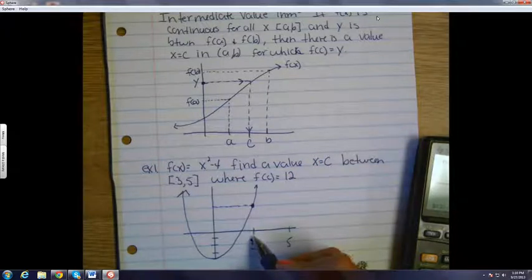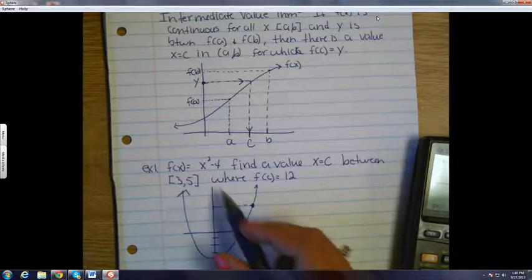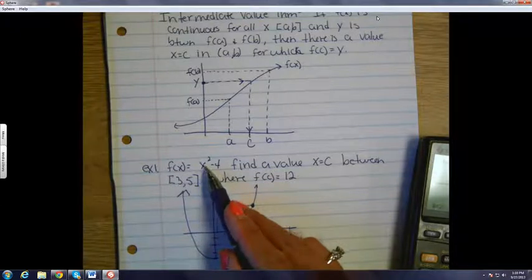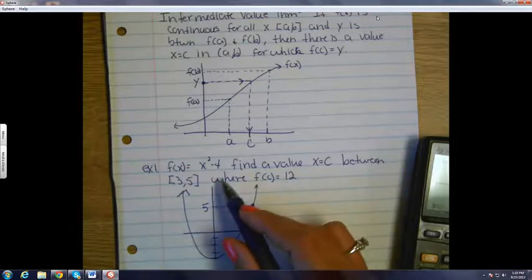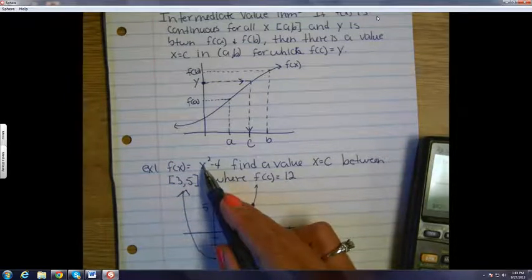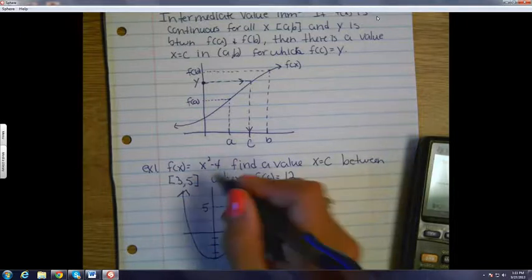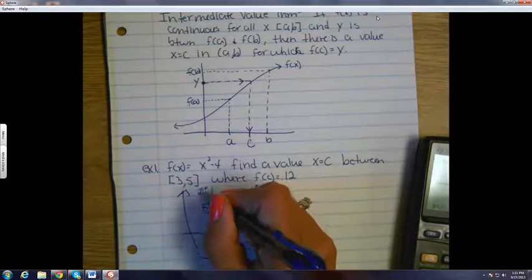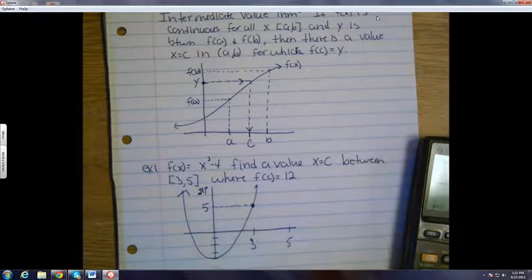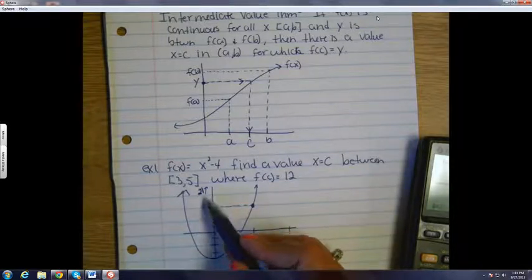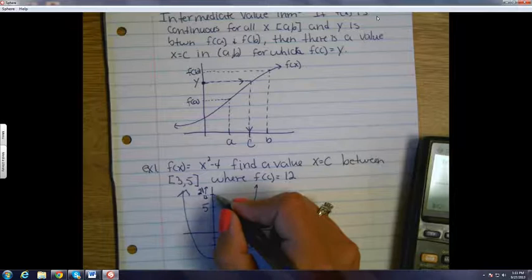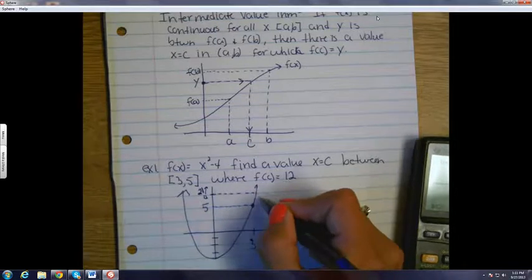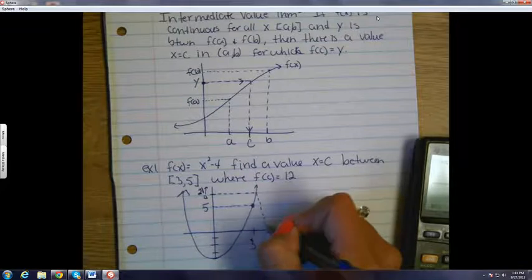So when the x is a 3, I should be coming up with 5 as the y value, and let's see why. Plugging the 3 in here. 3 squared is 9, 9 minus 4 is 5. Now when we plug the 5 in, let's see what that y value is. 5 squared is 25, 25 minus 4 is a 21. So up there, there's a 21 somewhere. So what this is saying is if I pick a number between these two, where 12 is between, my x value should come out between the 3 and the 5. Okay, my graph is a little bad here, but you get the idea.